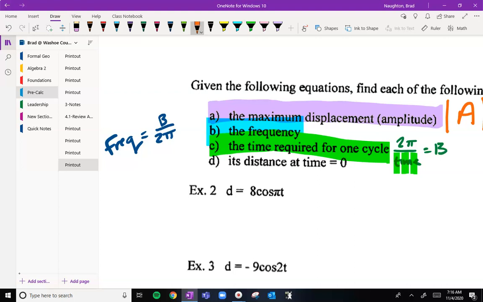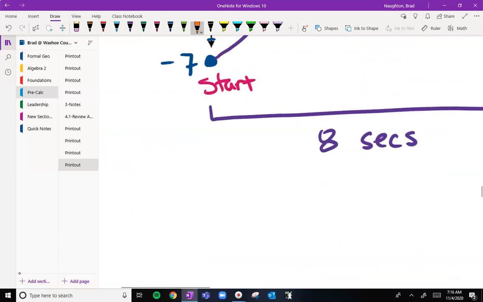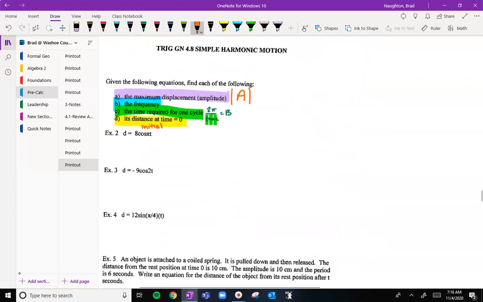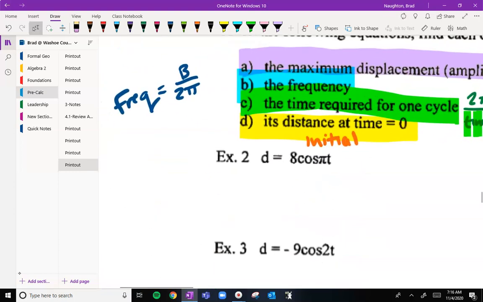And then the distance at time 0, okay? So the distance at time 0 is like your initial. So what is happening when you say the initial spot? Well, that goes back to what we said all the way over here in this point right here. Are you starting at the midline when sine is 0? Or are you at a max and min when you're using your cosine? Okay, so it really is just basically sine or cosine. Because that's going to tell you what's up.